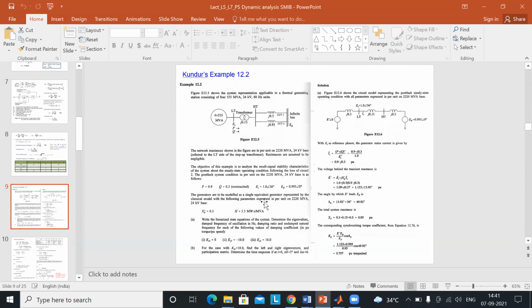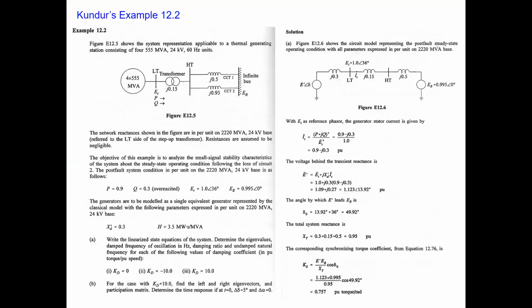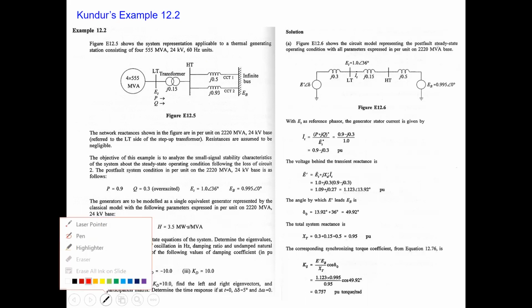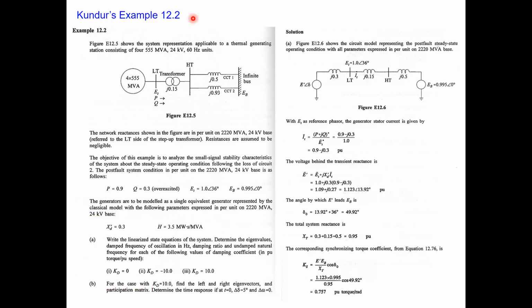Next I have an example to discuss the modeling part and then again the analysis part. It is a small signal analysis for an SMIB system, and I have this example from the Kundur book, Example 12.2. They have several generators, in fact. There are 4 generators of this much capacity connected through the generator terminal, and through the transformer and the line, they are connected to the infinite bus system here. So this is what describes the complete SMIB system.